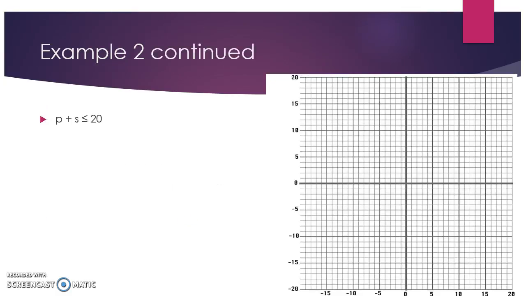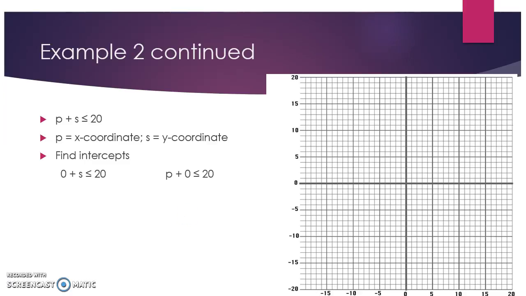So here we have our inequality again. P plus S is less than or equal to 20. P represents our x coordinate in this situation, and S is going to represent our y coordinate. We're going to find the intercepts where they cross the x-axis and where they cross the y-axis. So we're going to plug 0 in for P and 0 in for S. We end up with S is less than or equal to 20 and P is less than or equal to 20. So we can graph those points.